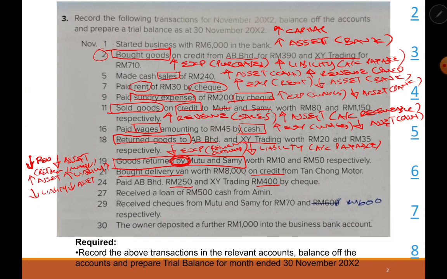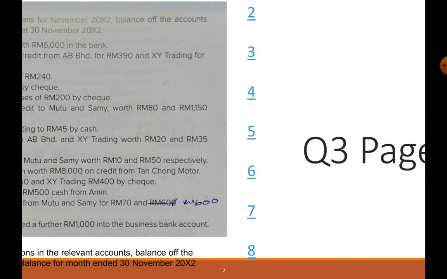Receive a loan 500 ringgit from Amin. So this one, loan is liability, increase in liability. When we apply for loan, we will get money, so we will get cash. In this case, increase in liability, increase in asset. Debit cash, credit loan from Amin.